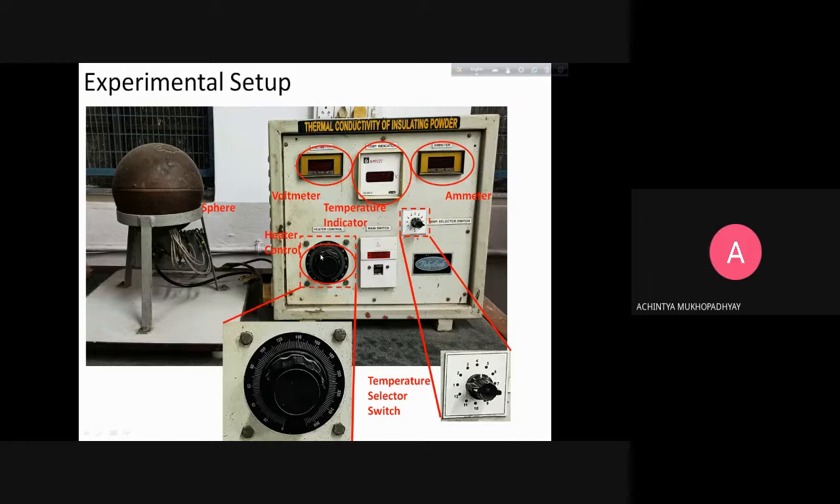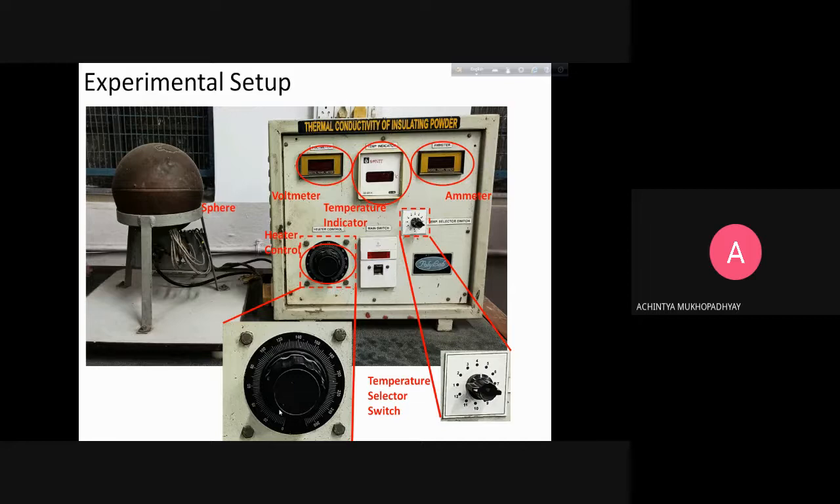This is the heater control, so this controls the heater power. So basically it looks like this. These are supposed to be the power inputs, that is, these are supposed to be in watts, but you do not directly use it in calculation. You just use it as a set point.